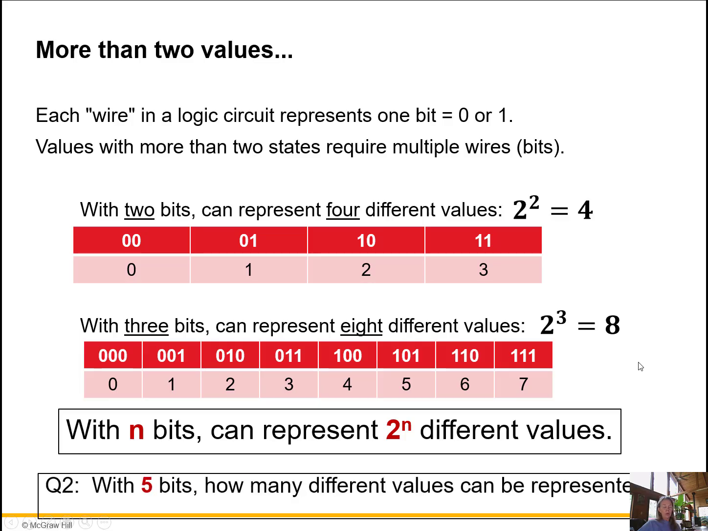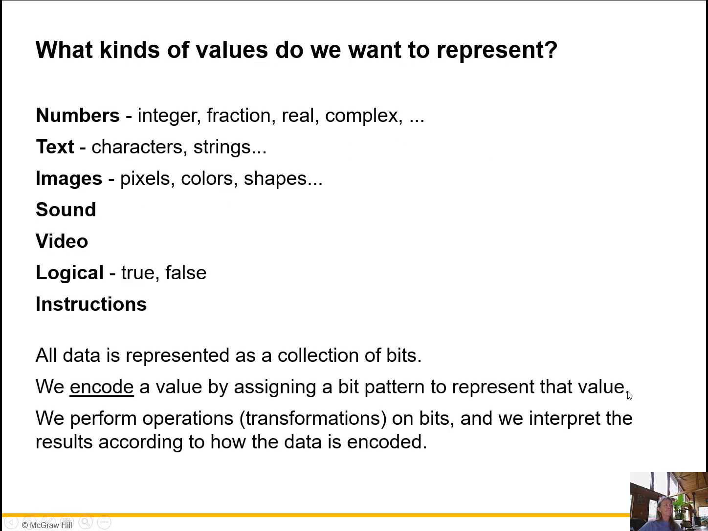Here's your quiz question, get out your piece of paper. With 5 bits, how many different values can be represented? Well, with 5 bits, that means I will take 2 and raise it to the 5th power. 2 times 2 is 4, times 2 again is 8, times 2 again is 16, times 2 again, that answer would be 32. Be sure and include a little bit of work that I went through with you.